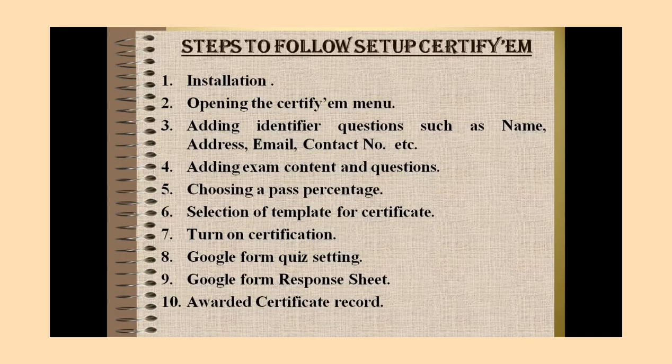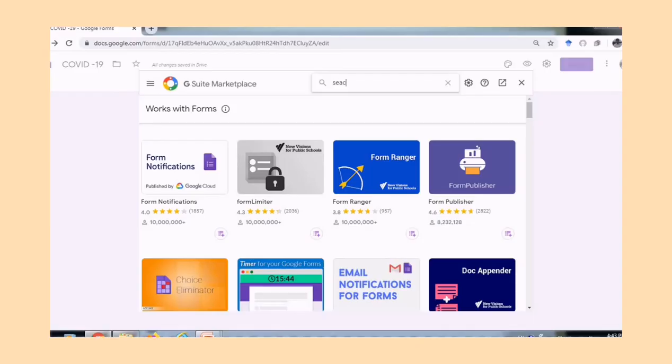There are different steps to follow to set up Certify-M add-ons. First, installation. Second, opening the Certify-M menu, adding identifier questions such as name, address, email, contact number, etc. Adding exam content and questions, choosing a pass percentage, selection of template for certificate, turning on certification, Google Form quiz setting, Google Form response sheet, and the record of awarded certificates.